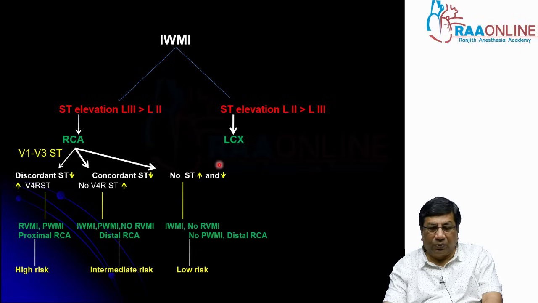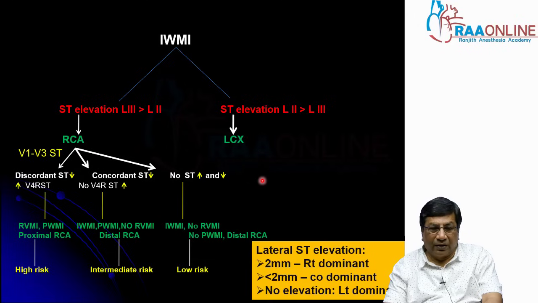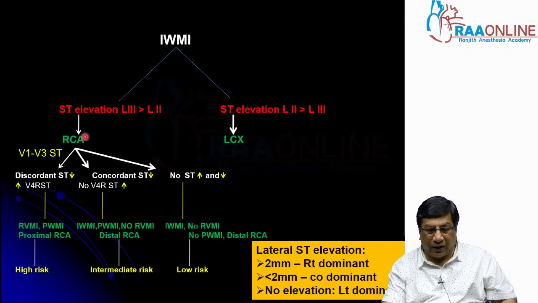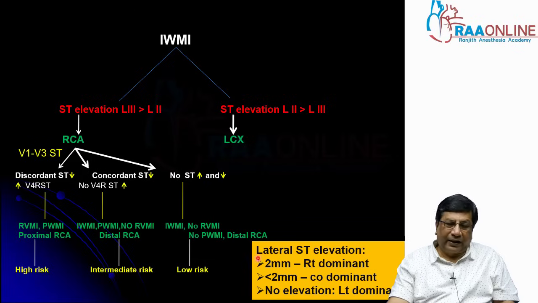So this will include posterior wall infarction and right ventricular infarction, and it is purely only the right coronary involved. A distal lesion with only the pure inferior wall infarction is going to be low risk. Of course, whenever L2 shows more elevation than L3, it is likely to be a left circumflex infarct. In addition, having located a right coronary lesion, you must also look at the lateral leads.